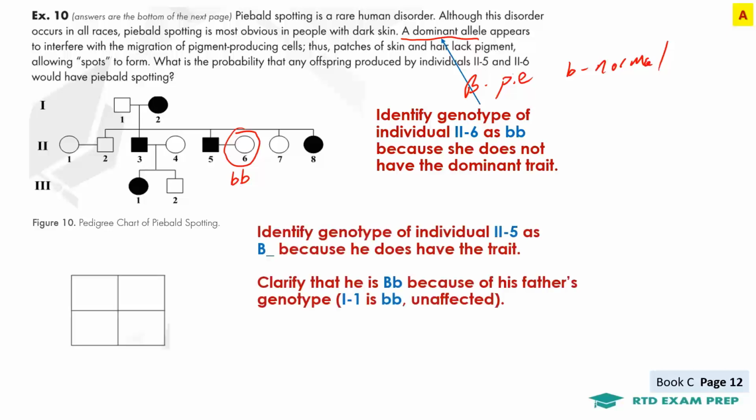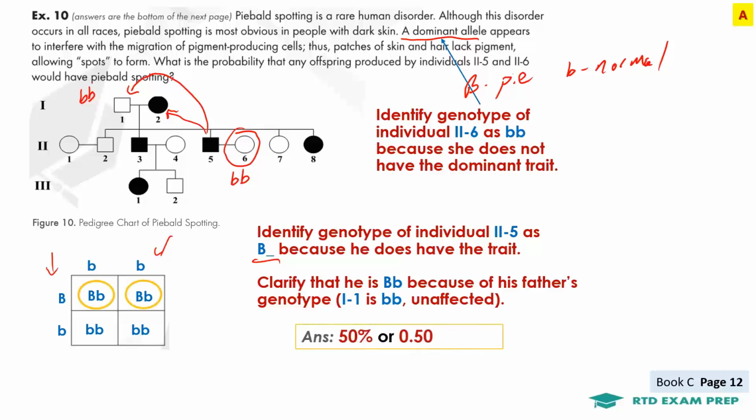And now we need to look at 2-5. So 2-5, I need to go to their parents. That's where they got the dominant trait. But notice, Dad was recessive. He could only give two little b's. So therefore, Dad must be big B, little b. We set this up in our Punnett square. So here's our 2-6. Here's our 2-5. And when we do our cross, we'd see that 50% of the offspring will be piebald.